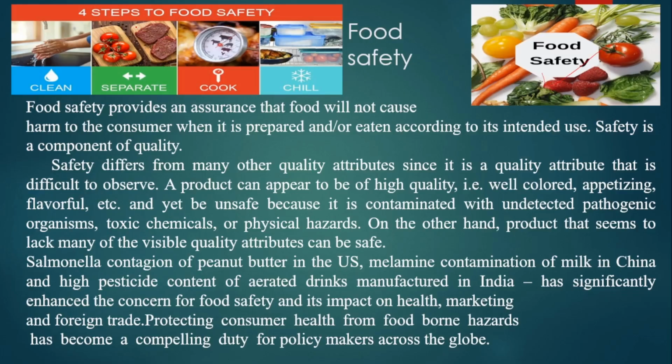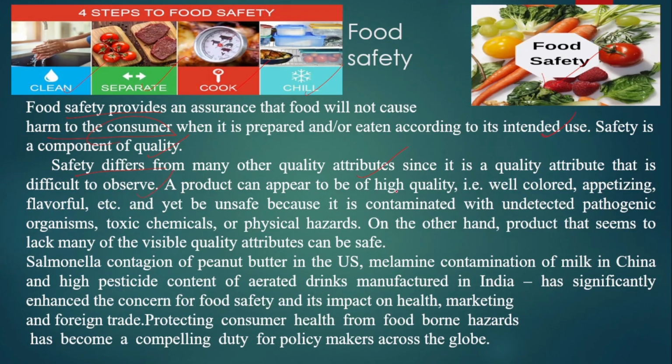Food safety. Four steps to food safety, that is clean, separate, cook and chill. Food safety provides an assurance that the food will not cause harm to the consumer when it is prepared and or eaten according to its intended use. Safety is a component of quality. Safety differs from many other quality attributes since it is a quality attribute that is difficult to observe.